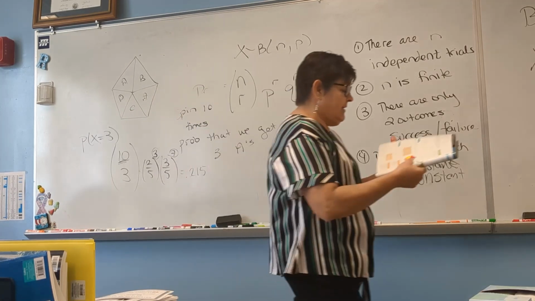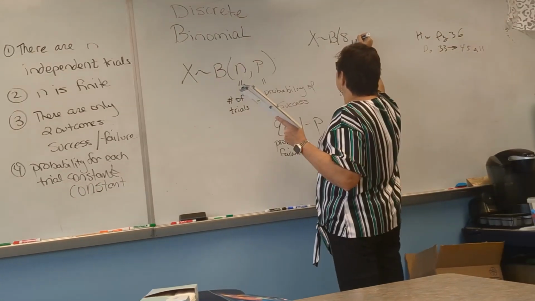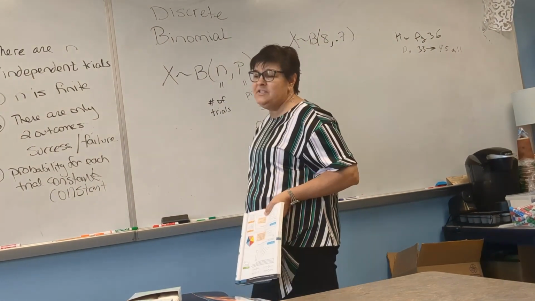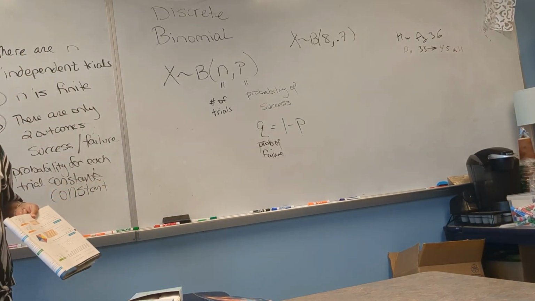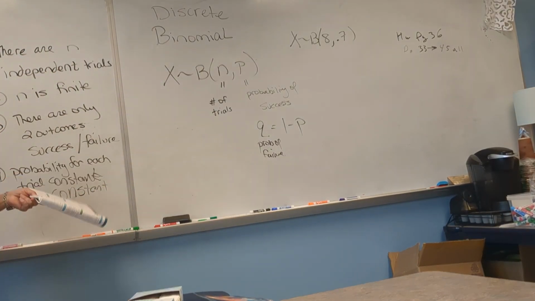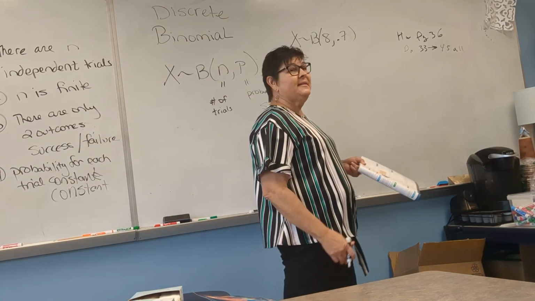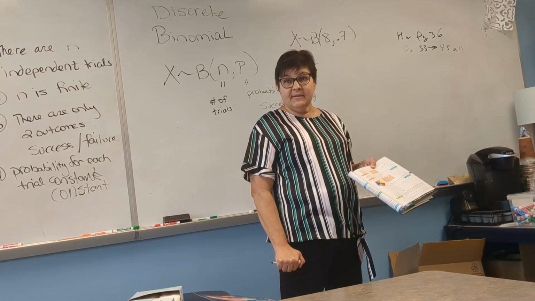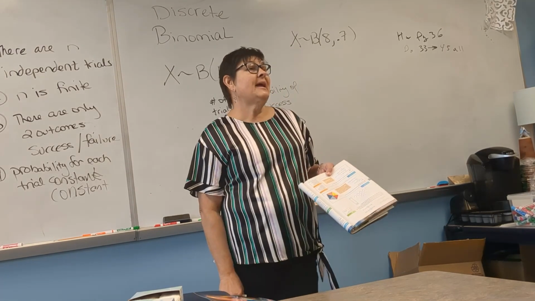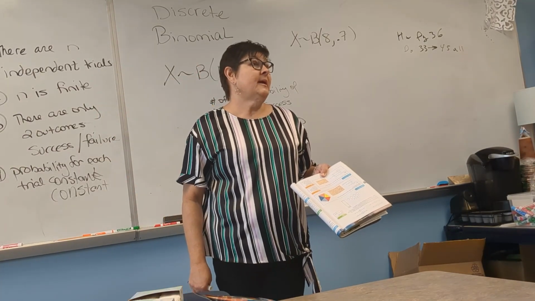I'm going to give you an actual problem. X is a binomial, and then I have 8 and 0.7. What did I just give you in that problem? What is 8? Number of trials. Whatever I'm doing, I'm spinning, I'm tossing, I'm throwing. And then what is 0.7 in this case? Success. The probability of my having success, right? Before I even begin, what's the probability of me having failure? 0.3. Okay, everybody good with that?